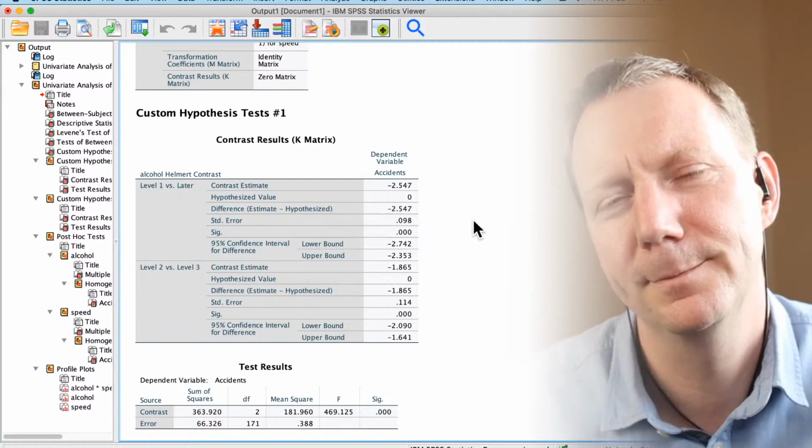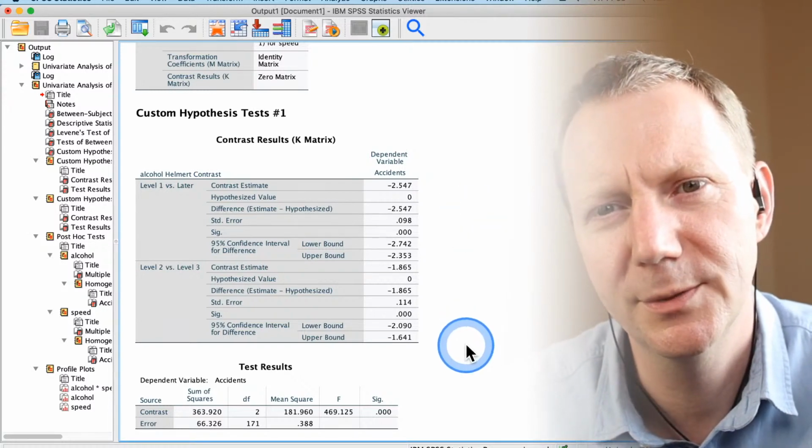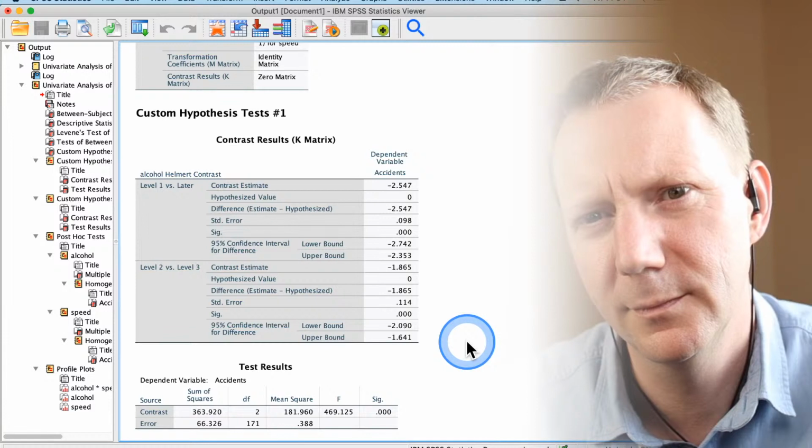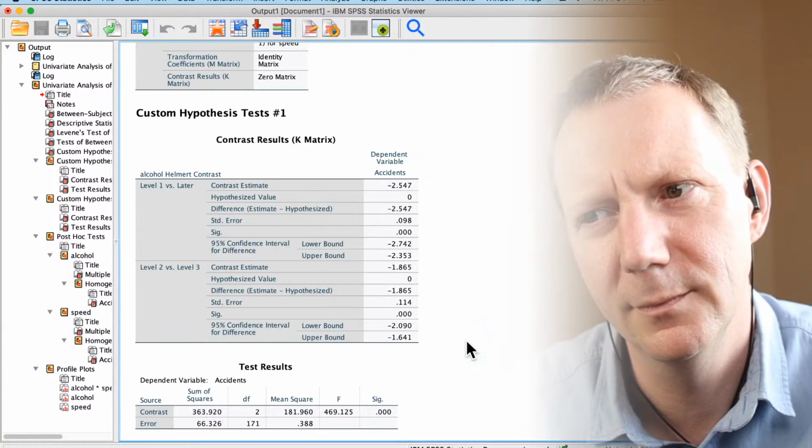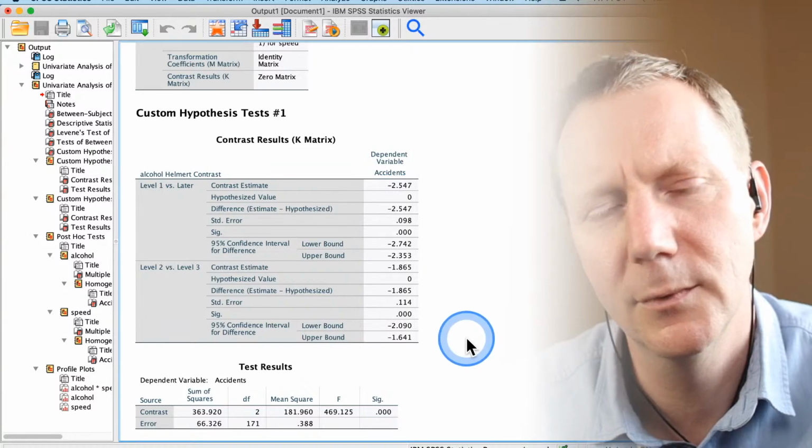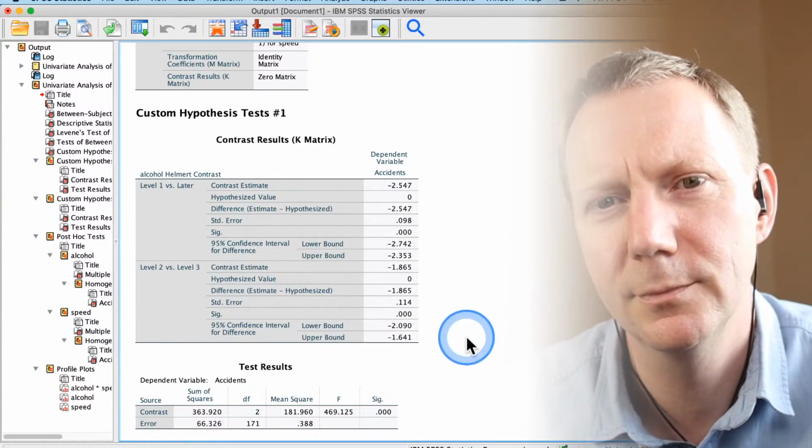Okay, thanks. Could I ask another question? Of course. Was there a specific reason why in this case you did Helmert for one of the variables and simple for the other one? No, just to show you. Okay, thank you.